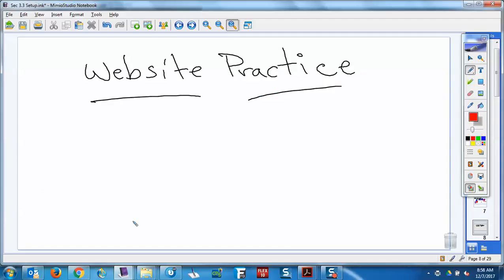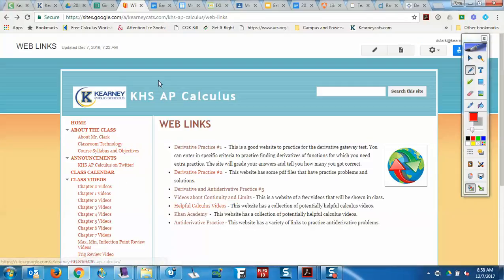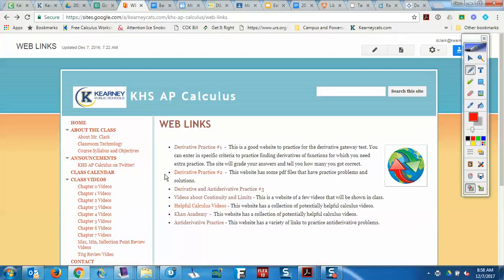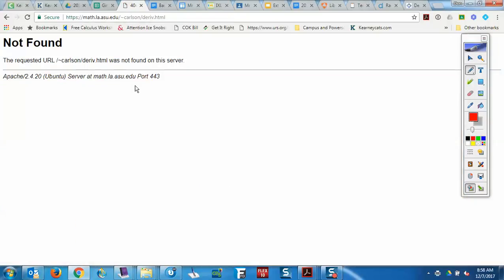So I want to talk just a minute real quickly about website practice, because this is going to be part of your homework here. On our website, way down here on the left-hand side, it says web links. Now, unfortunately, Derivative Practice 2, and I'm kicking myself for not saving these PDFs. It just had some PDF files that had some practice, but all of a sudden it's not found anymore.